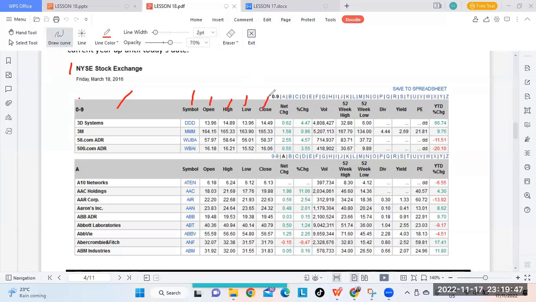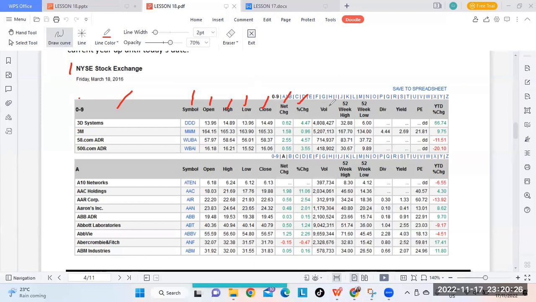And then column number 6, close. The close is the last trading price recorded when the market closed on the day. So kung merong open, meron ding close. And then column 7 is the net change and column 8 is the percent change. See, net change and percent change, this is the dollar value change in the stock price from the previous day's closing price.